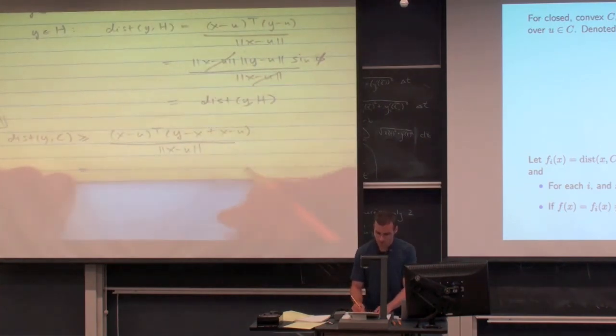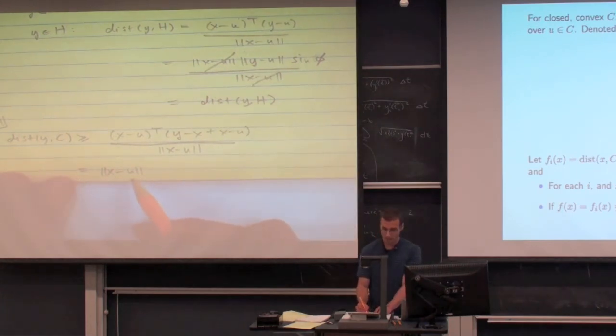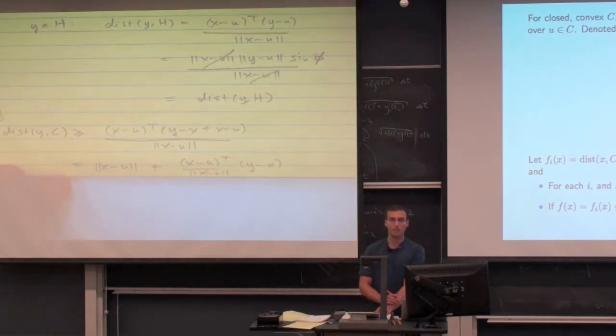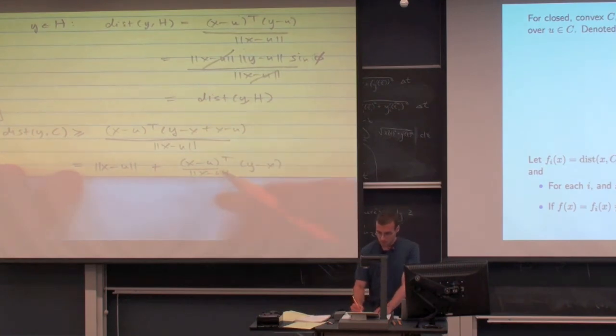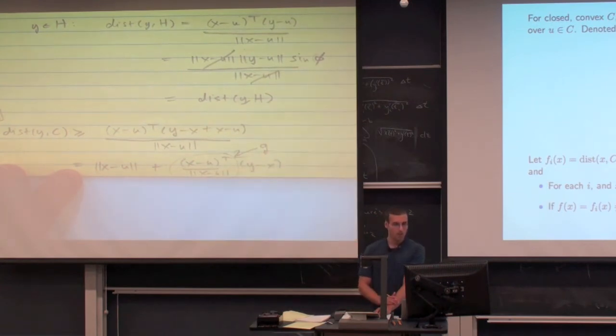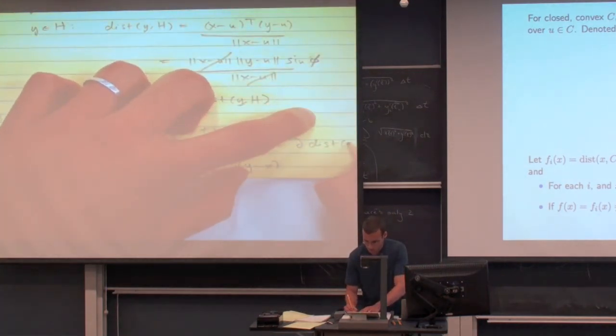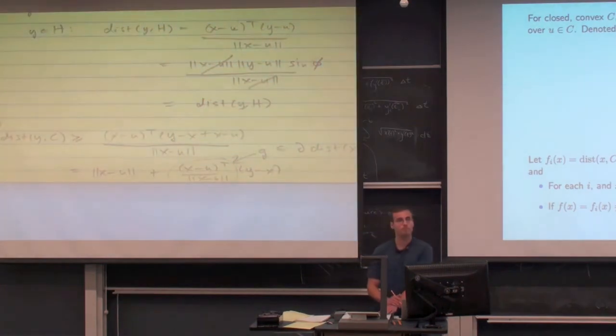Okay, and now let's just split that up, and I get the first term is just x minus u. That's the distance between x and c, right, because u was the projected point, plus x minus u over its norm transpose y minus x. All right, that's exactly the equation for a subgradient. So that's all we're saying, that look, this thing right here, which I'll call g, that's indeed a subgradient of the distance function of x at c. Okay?